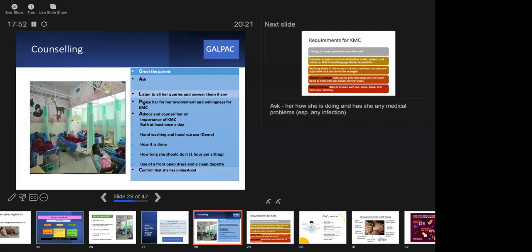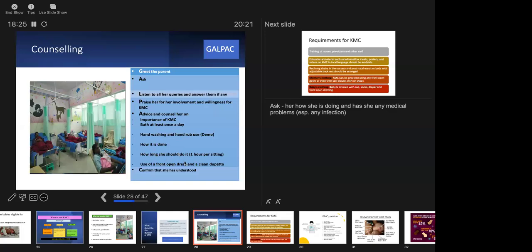Then P stands for praise, praising the mother for her involvement and willingness to give KMC. And A stands for advice, and counsel her about KMC. This is also very important. Here you have to tell the mother the importance of KMC, the importance of bathing at least once a day if she's providing KMC, the use of hand rub and how to do hand washing, how KMC is done, and how long it should be given. If you start KMC, at least one session should last at least 1 hour, and she should not leave in between and go.